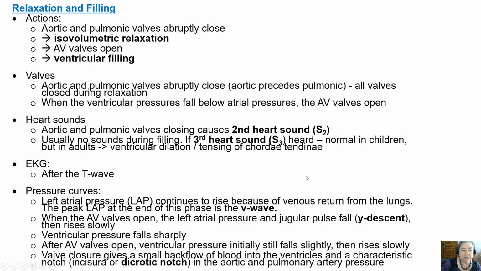On the EKG, it's flat. We're between the T wave and the P wave. And in pressure curves, you get rising pressure, or it's pretty constant pressure in the left atrium. There's venous return from the lungs, but it's flowing straight into the ventricle. When those valves open, the jugular pressure falls, and then starts to rise slowly as the atria fill. Ventricular pressure is low, and then it starts to slowly rise as the ventricle fills.